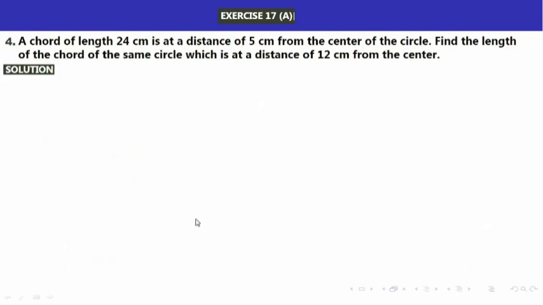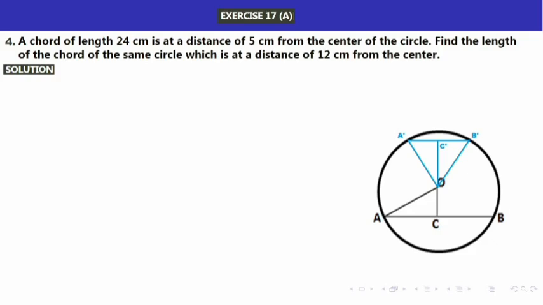Let's have another question. This question says a chord of length 24 centimeters is at a distance of 5 centimeters, like the earlier one, from the center of the circle. Find the length of the chord of the same circle which is at a distance of 12 centimeters from the center. In this question, you will be applying the concepts that you have learned in the earlier two problems.